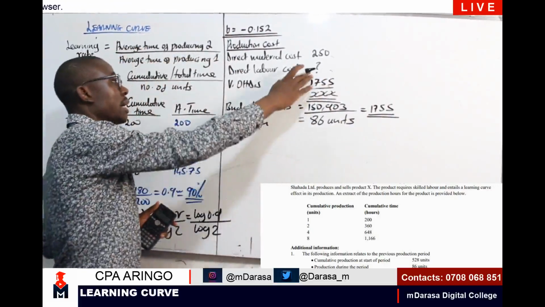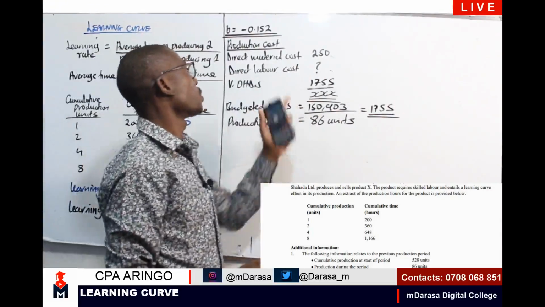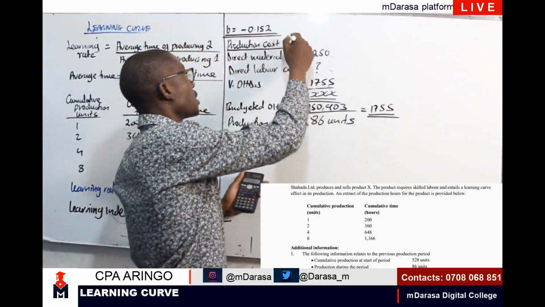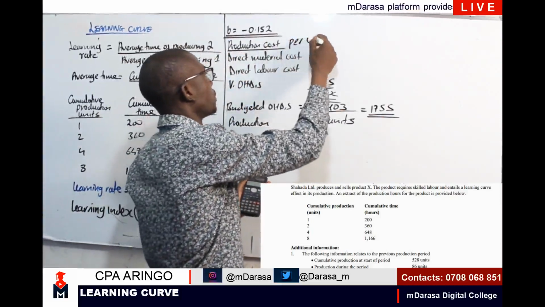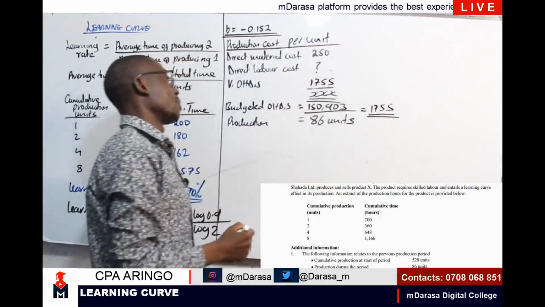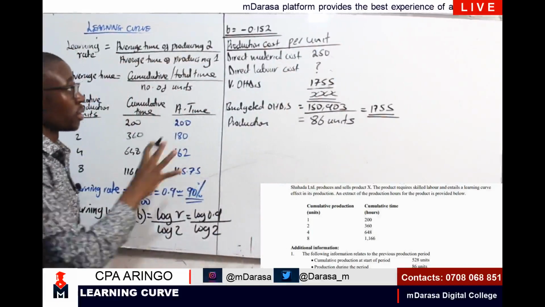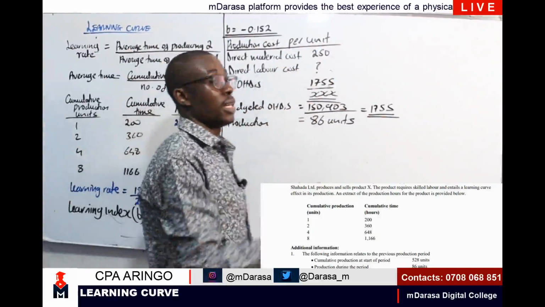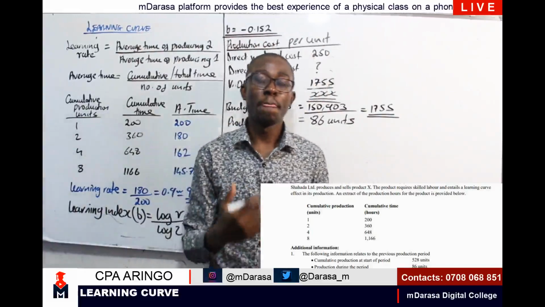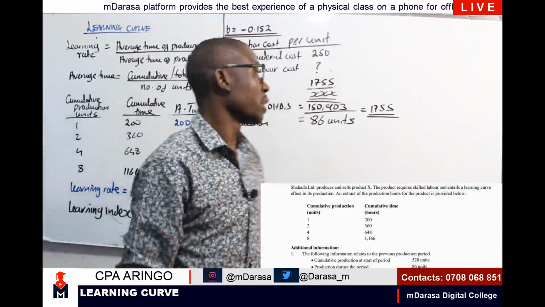I don't have my direct labor cost per unit, because remember, production cost is based on per unit, right? This is a production cost per unit, and that is what the examiner wanted us to determine, right? So the only missing figure that I don't have here is our labor cost per unit. So the big question would be, how will you determine your labor cost per unit?